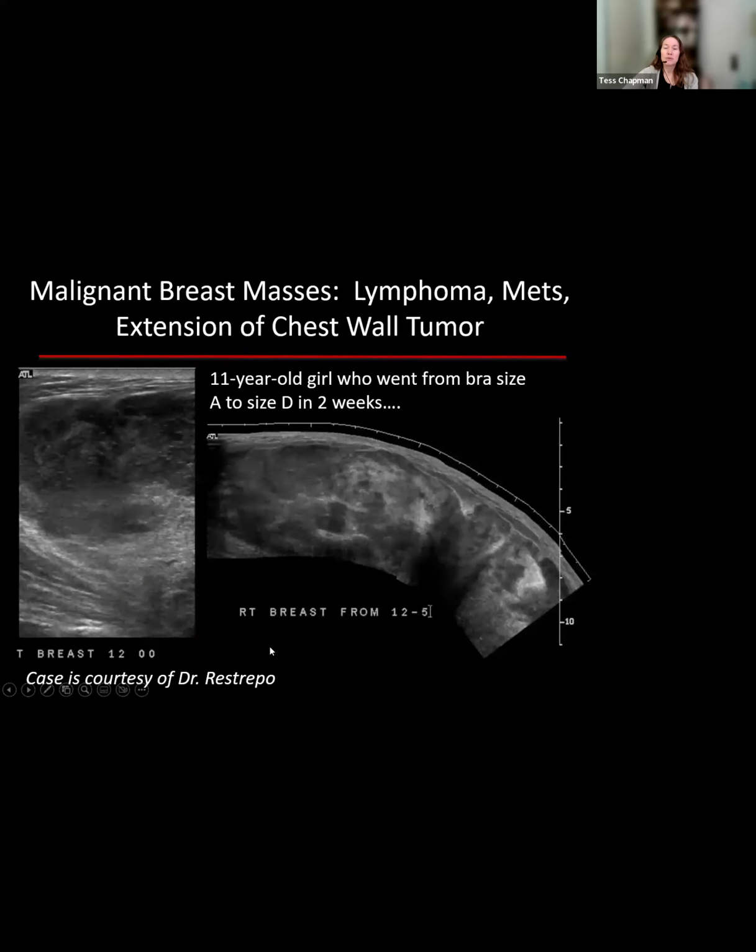Here's another example from Dr. Restrepo. This is that of an 11-year-old girl who went from a bra size of A cup to D cup in 2 weeks.